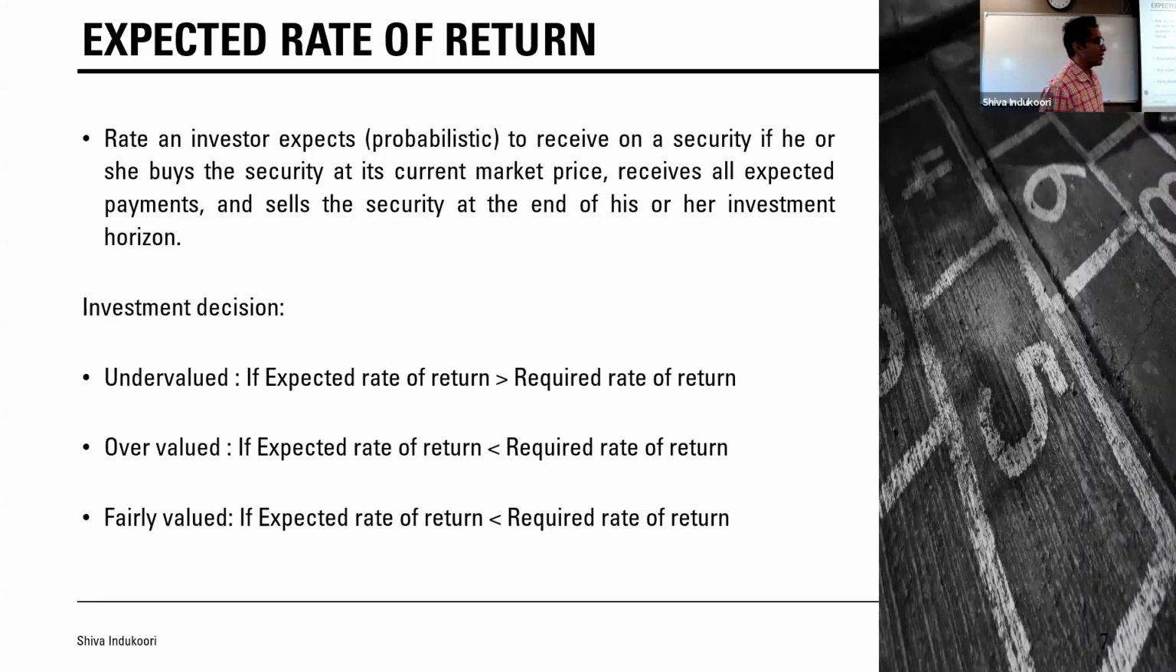Yeah. Both values are less than required rate of return. How do you know which is which? Oh, that's an error here. Thanks for pointing it out. This is equivalent to. That's a correction. So fairly valued is expected return equal to required rate of return.